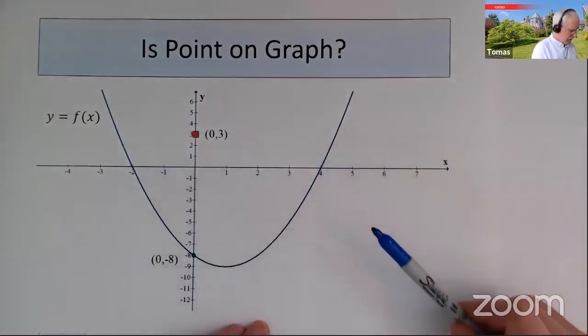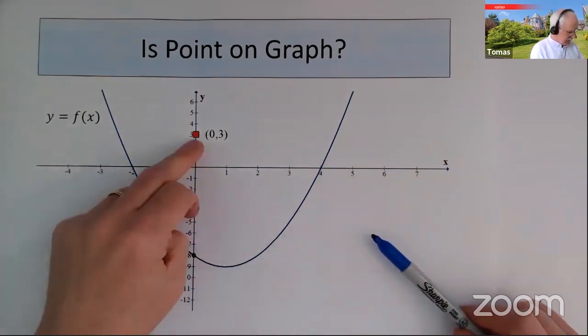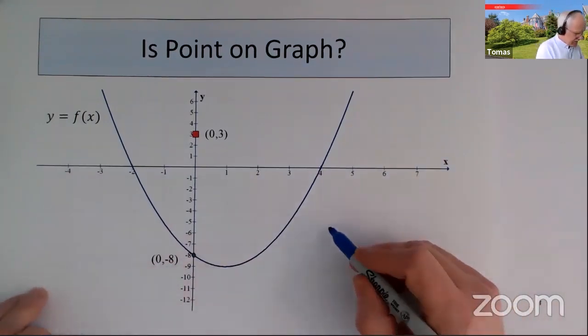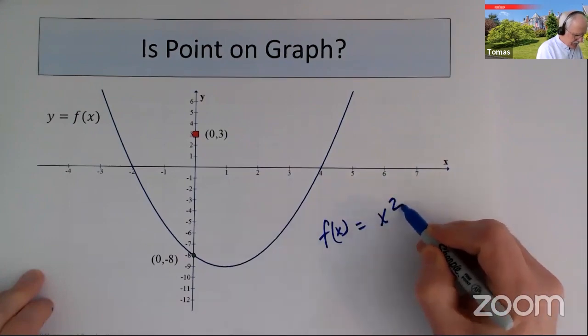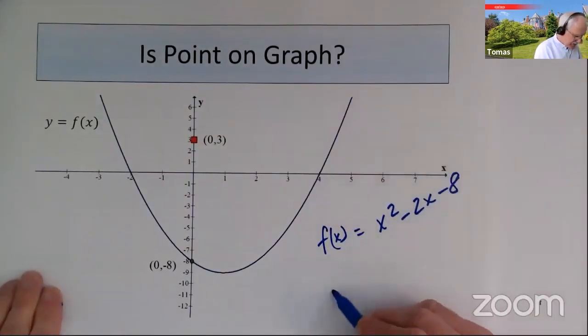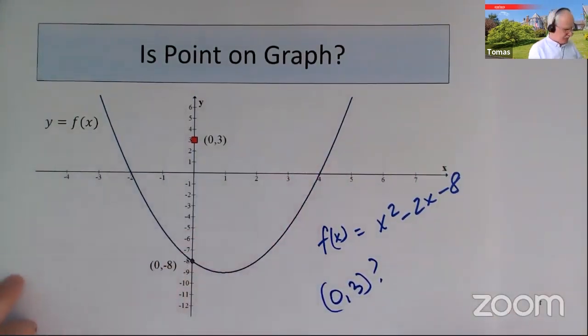Well, it certainly doesn't look like it is, that's for sure. I think it's way off, but maybe I drew the graph badly. So let's just see what the graph was. I think the graph was f of x equals x squared minus 2x minus 8. And is the point (0, 3) on it or not? Could I have drawn this incorrectly?